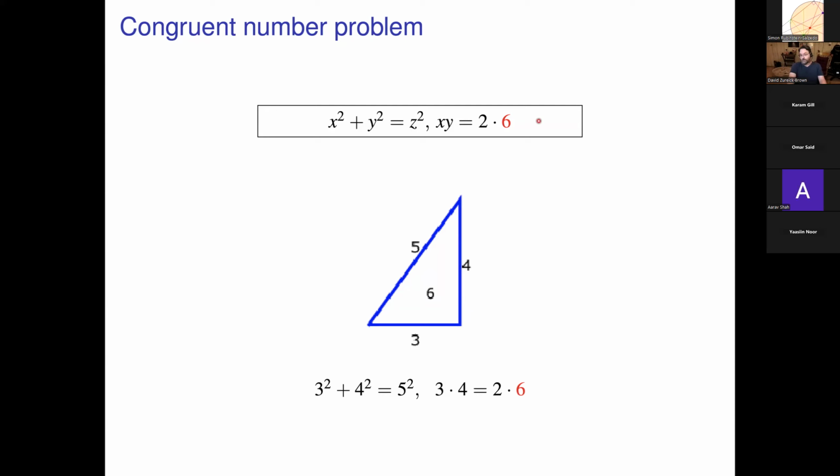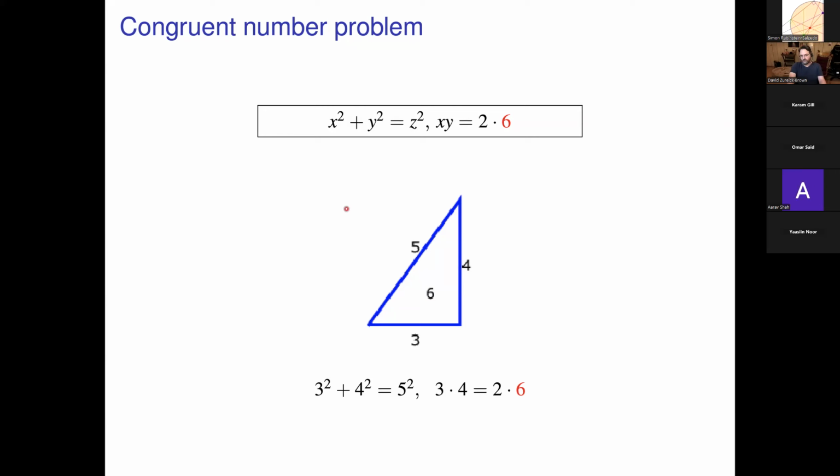So here's an elementary problem. It's kind of ancient. Say that a number, in this case 6, highlighted red, is congruent if there's a right triangle with integer or maybe rational side lengths and whose area is 6. So 6 is congruent because the 3, 4, 5 right triangle has integer side lengths. That's one equation. And then its area is 6. So 3 times 4 is twice 6.